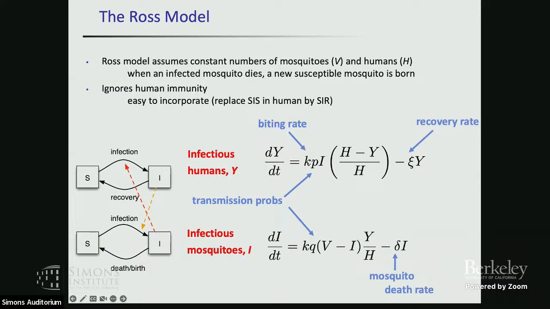We have a recovery rate for humans. We assume that they recover to a susceptible state, and we have a death rate for mosquitoes. And again, just to highlight, the transmission terms are proportional to numbers of mosquitoes. So either the number of infectious mosquitoes, I, or the number of susceptible mosquitoes, V minus I, but proportional to the fraction of the human population that is either susceptible or infectious. So as I said, there's this asymmetry in the transmission terms in this model.